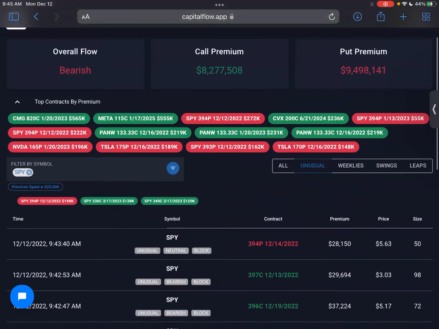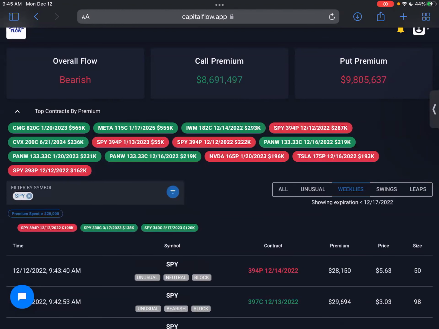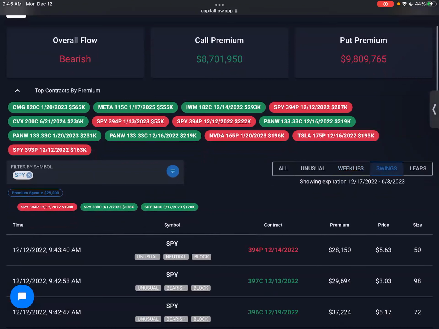But anyway, next to that button, the unusual button, you have weeklies. So this is going to show you contracts that expire within this same week, right? Short-term expirations. So if you're a day trader like myself, you're going to be looking for these weekly expirations, right? You're not really concerned when people are buying 6 months out. That's a lot of time. You want to get in and out within the same day. So you want to see contracts that expire within the same day or the next day or that Friday, whatever it may be.